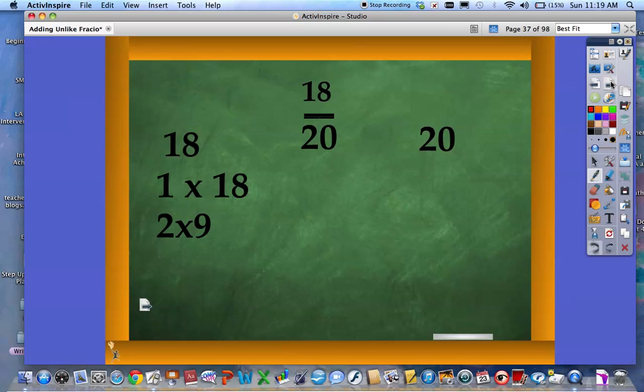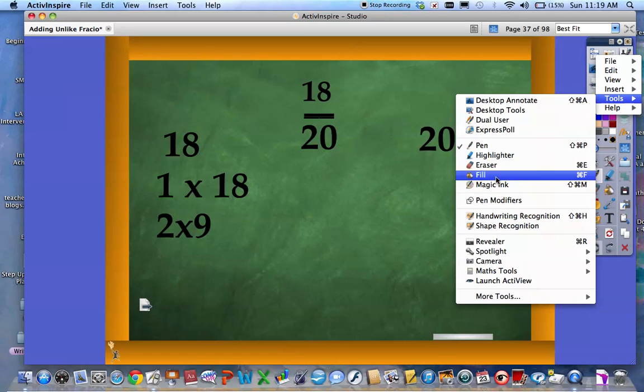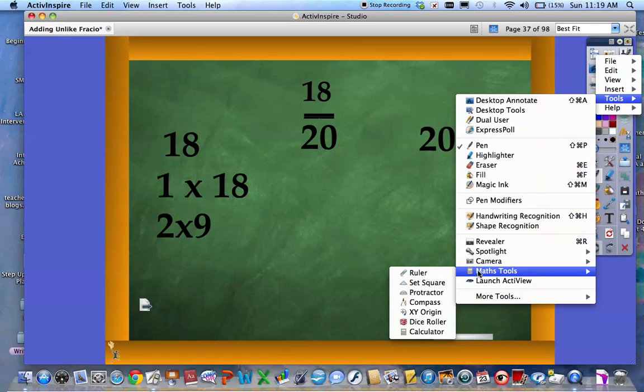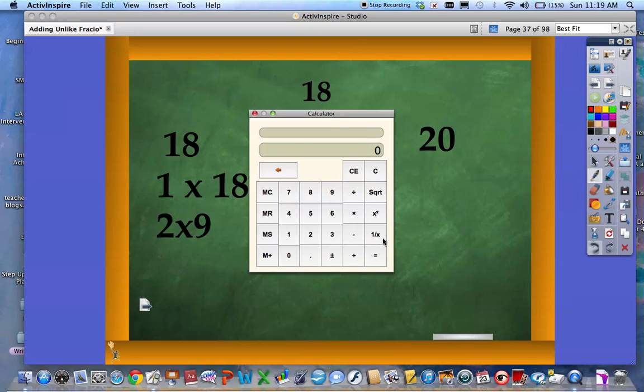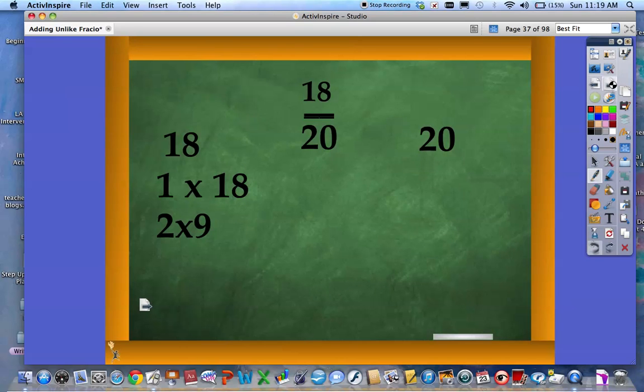Remember, if you use your calculator, you can just divide to see if something is a multiple of 18. If I wasn't sure about 3, I can go 18 divided by 3 equals, look at that, it went in evenly, so 6, and use your related multiplication fact. So 3 times 6 equals 18.